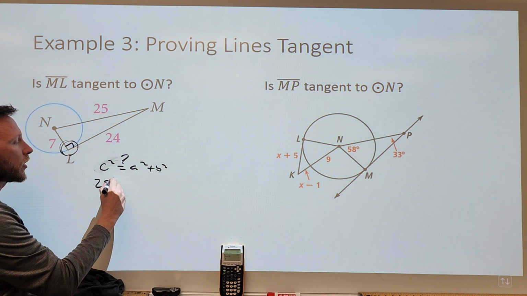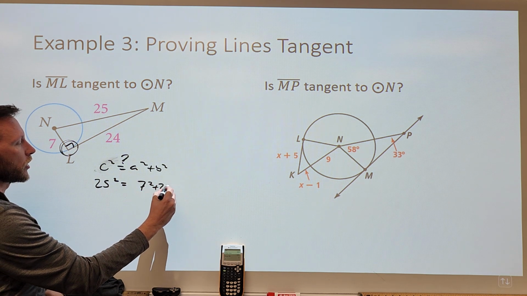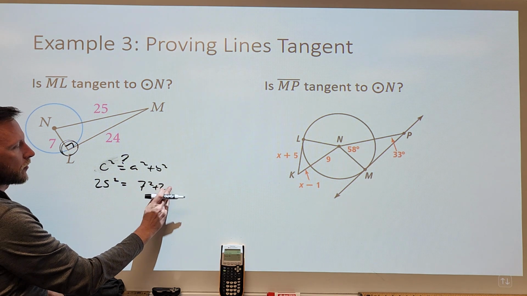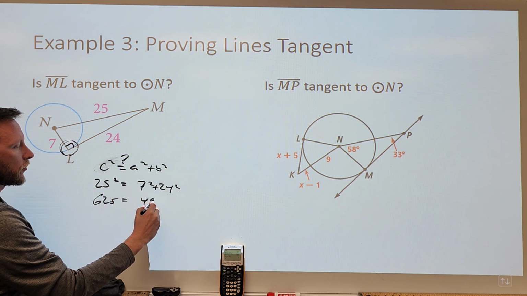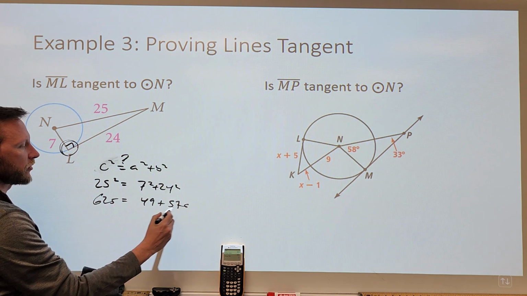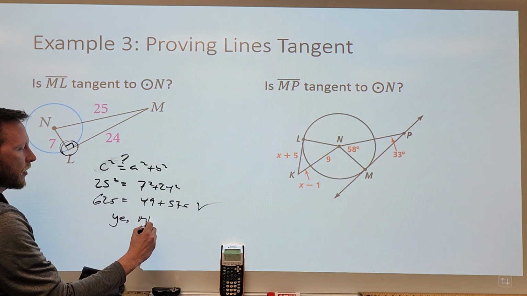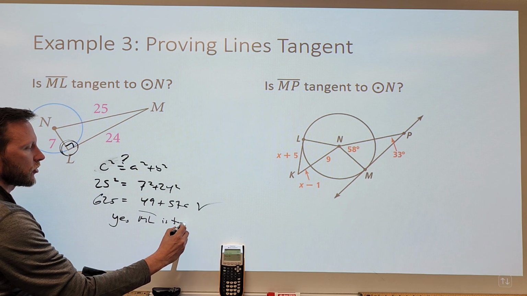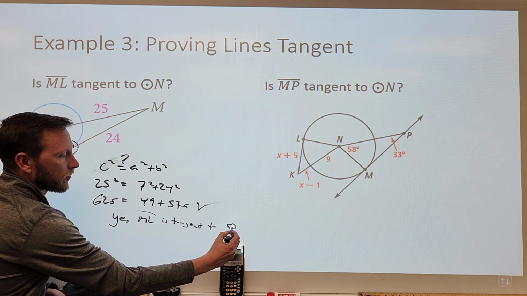So does 25 squared equal 7 squared plus 24 squared? So does 625 equal 49 plus 576? It does. So yes, ML is tangent to circle N.